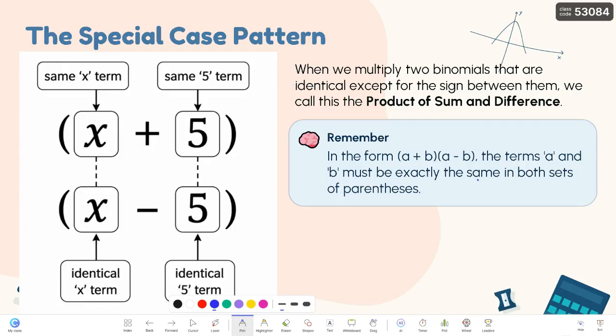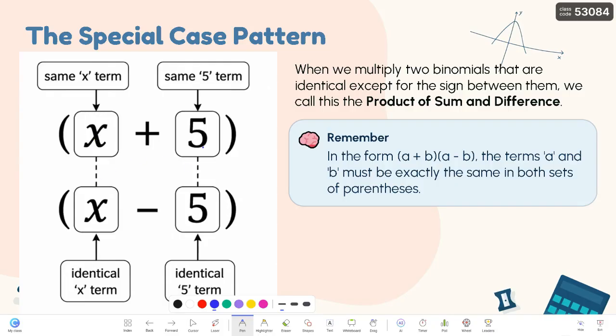Okay, so let's take an example to understand this deeply. Here we are given x plus 5 and x minus 5. Here we have the first binomial, which is two terms, x plus 5, and the second one, x minus 5. We can simply notice that the first term in the two brackets is the same thing, x and x.